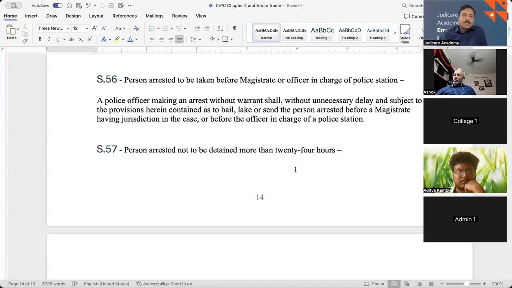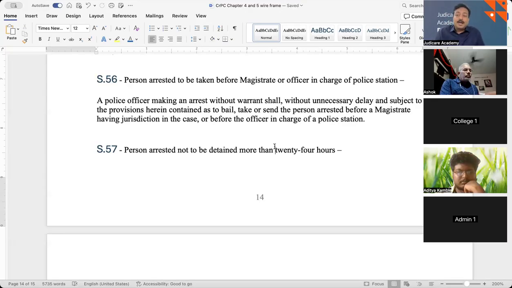Section 56 talks about the person arrested to be taken before a magistrate or officer in charge of police station. A police officer making an arrest without warrant shall, without unnecessary delay and subject to the provisions herein contained as to bail, take or send the person arrested before a magistrate having jurisdiction in the case, or before the officer in charge of police station. So the very important ingredient coming out from section 56 is that it has to be timely action. It cannot be delayed. So there cannot be unnecessary delay.